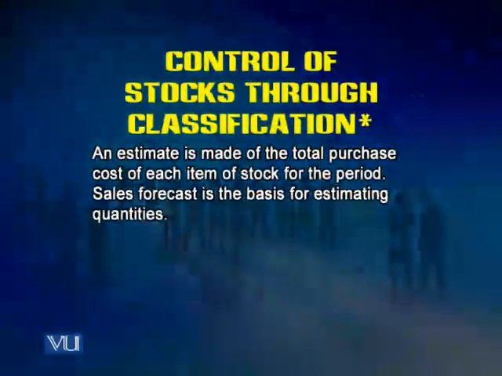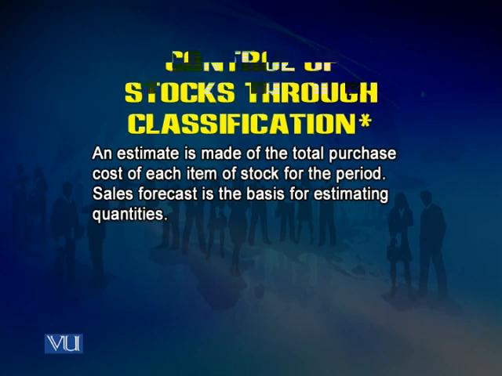An estimate is made of the total purchase cost of each item of stock for the period. Sales forecast is the basis for estimating quantities. In making the classification, we have to arrive at the quantity of item that is going to be used in the year. Now, in estimating that, you have to use some kind of a basis. And the sales forecast for the year will form the basis for estimating the quantity of inventory to be used.